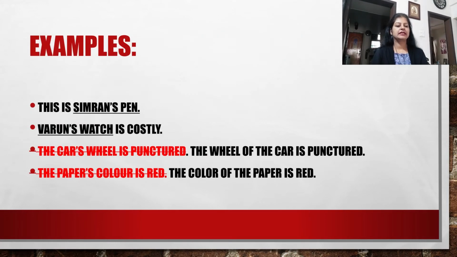Now let's see some examples. This is Simran's pen. Here two nouns are there. First is Simran and second is pen. This pen belongs to Simran. As I already told you, possession always comes with living beings. So Simran is a living thing, so I will show possession with it. Simran's pen shows the possession or ownership of the pen which belongs to her.